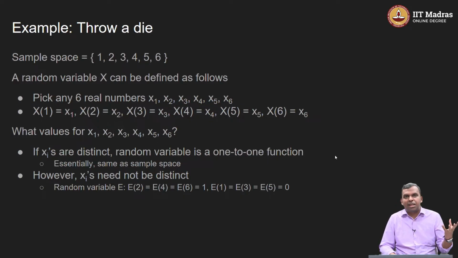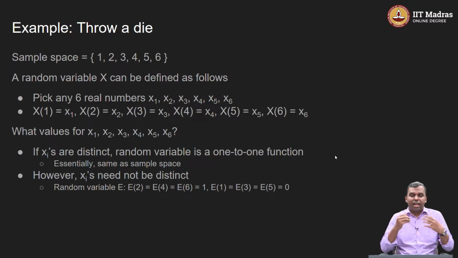You pick 6 real numbers of your choice, whatever they are. Let's call them x1, x2, x3, x4, x5, x6. And I can simply say my X will take 1 to x1, 2 to x2, 3 to x3, and so on. So that gives me a random variable, isn't it? This is the most generic random variable mapping to the real line that you can think of.